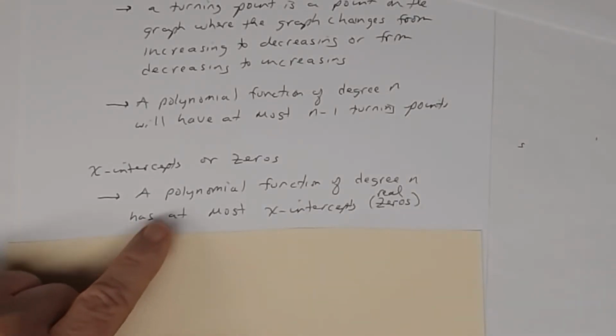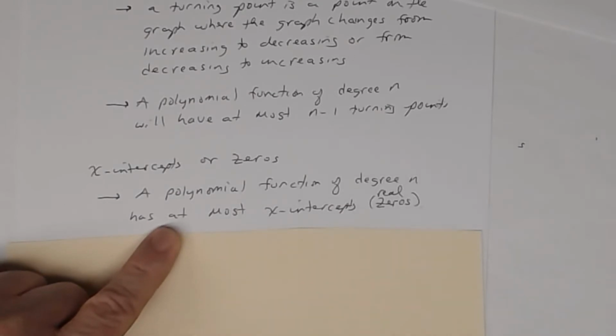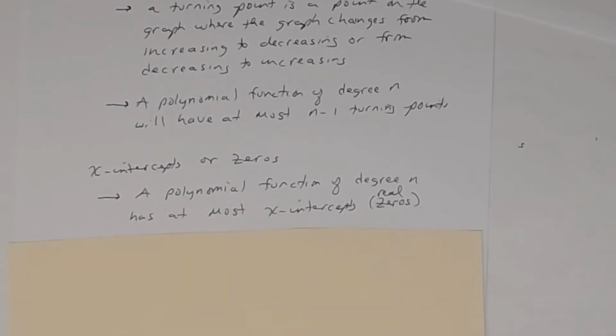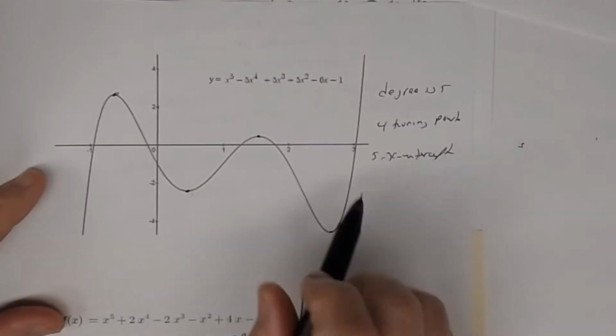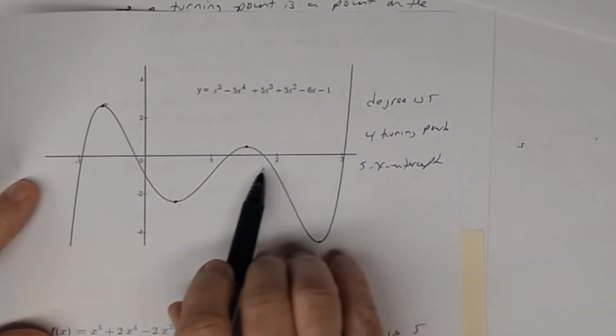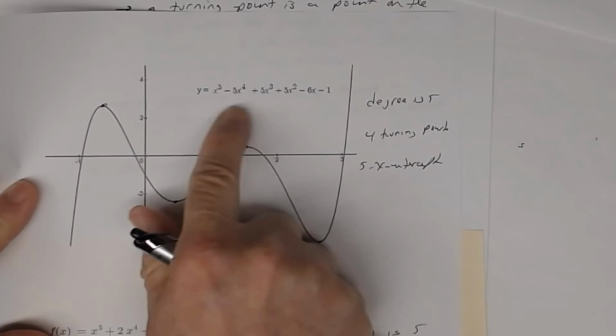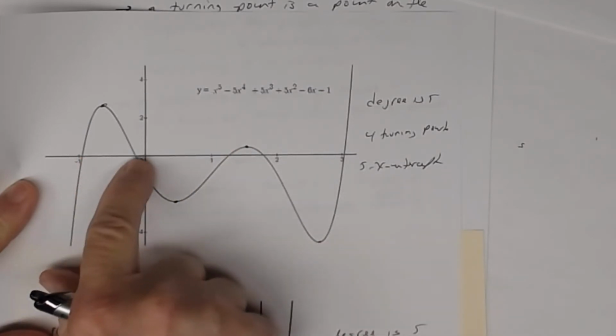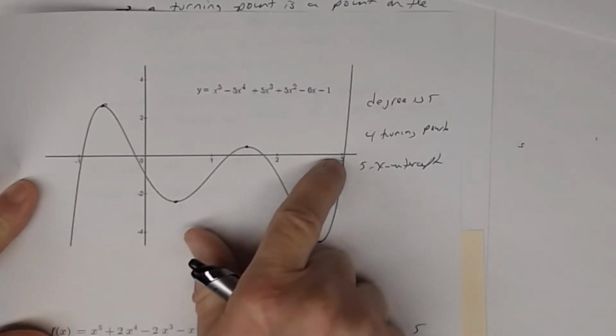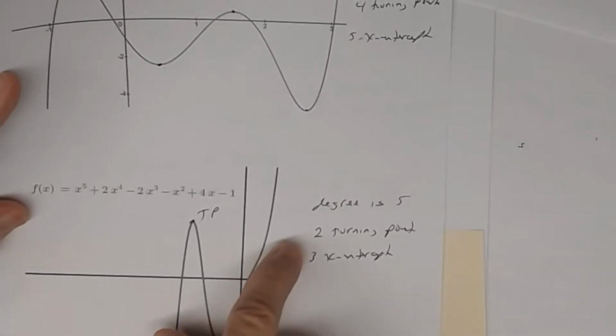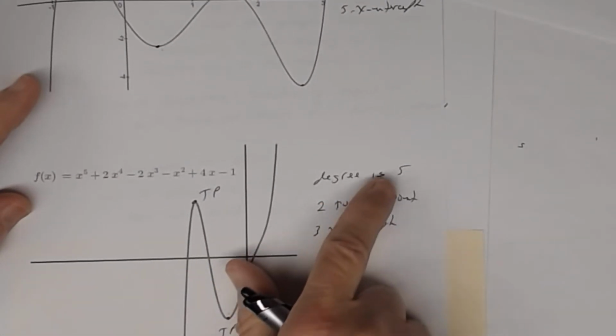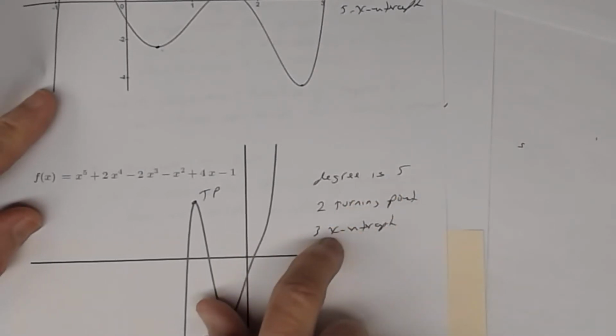But a polynomial function of degree n will have at most n x-intercepts. So the maximum number of x-intercepts you can have is the degree. So let's go back to our degree 5. How many x-intercepts did this one have? Remember, this has degree 5, so there are 1, 2, 3, 4, 5. Maximum you can have is 5. Over here, it only had 3. The degree is 5. The maximum you can have is 5. And in this case, we had 3.